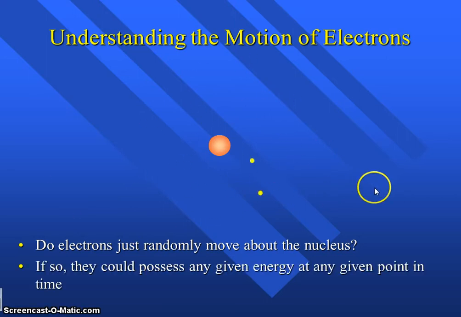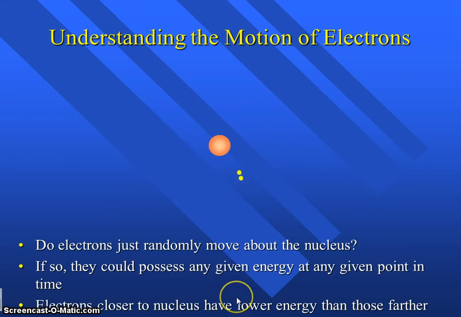Now, one thing you need to understand about electrons is that the energy that an electron has depends on its distance from the nucleus. So when your electron is close to the nucleus, it has a lower energy, and as the electron gets farther and farther away, the energy gets higher and higher. A model that has a random motion of electrons would seem to indicate that at any given point in time, the electron could possess any possible amount of energy, depending on how far it is from the nucleus. So that's one option for how we could model our electrons.